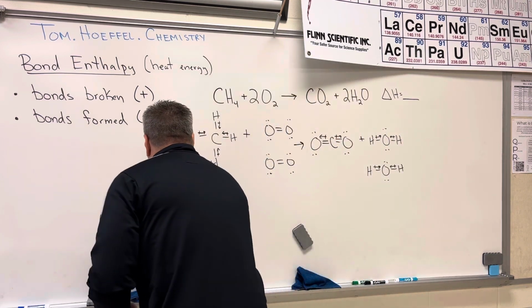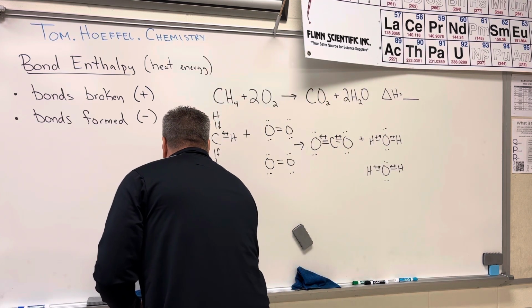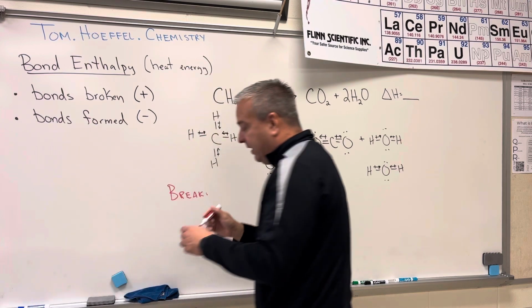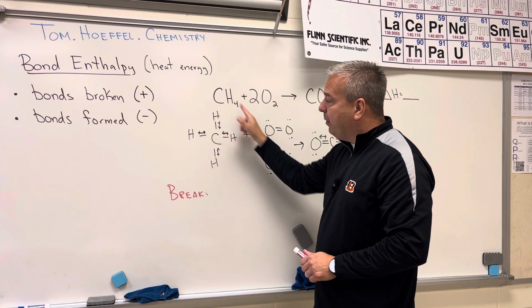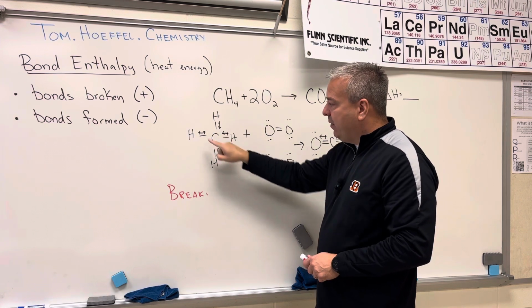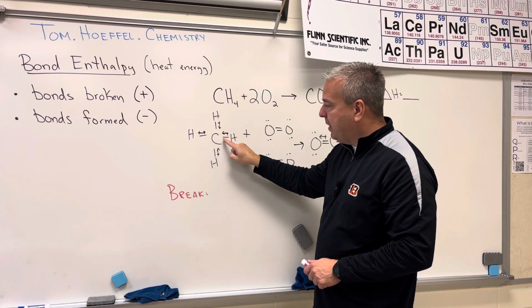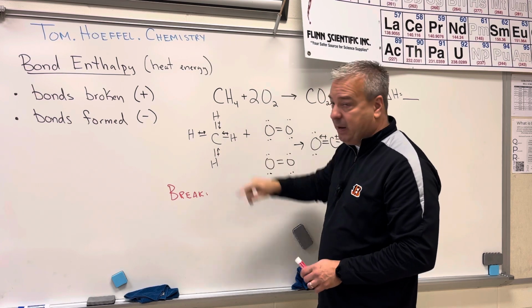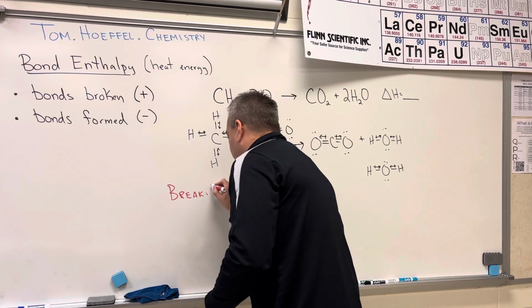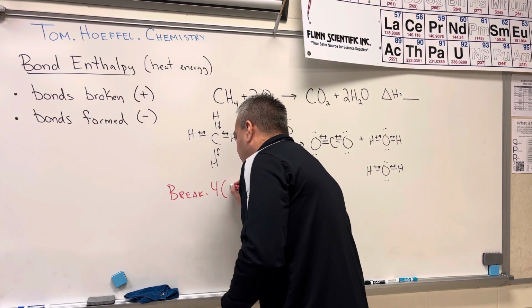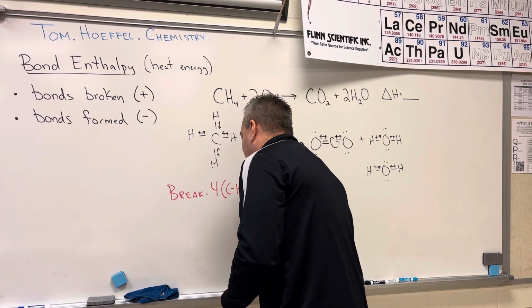So the type of bonds that we're going to end up breaking, let's talk about them. Okay, let's talk about our first molecule. We got our methane here, which is CH4. We're going to break this bond, we're going to break this bond, we're going to break this bond, and this bond. So that's a total of 4 carbon to hydrogen bonds. So I'm going to write that down. We're going to break 4 carbon to hydrogen bonds.